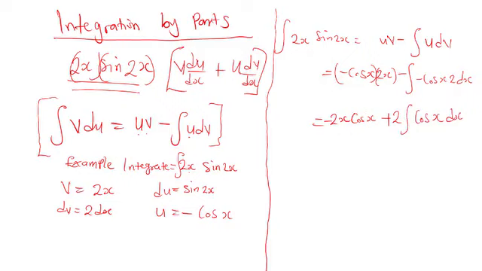Now we still continue with what we have in front of us. We now have minus 2x cos x plus 2. The integral of cos x is sin x.